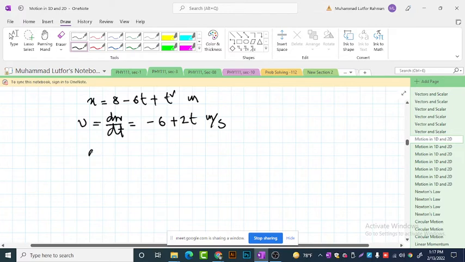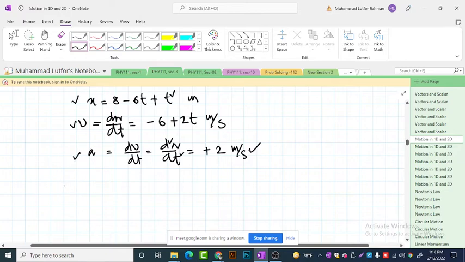Yes, sir. And the acceleration is the first time derivative of the velocity function, dv over dt, or the second time derivative of the position function. I'll find it is going to be plus 2 meter per second square. Now this will be my position, this will be my velocity, and this will be my acceleration.